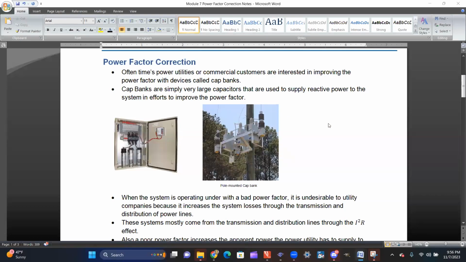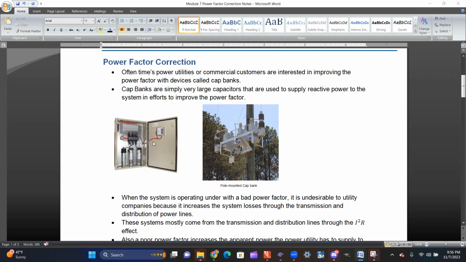All right, so class, let's talk a little bit about power factor correction. You may be wondering what exactly it is, but it's pretty straightforward. Oftentimes power utilities or commercial customers or industrial customers are interested in improving their power factor, and how they improve the power factor is with devices called cap banks. Cap banks are simply very large capacitors that are used to supply reactive power to the system in efforts to improve the power factor.